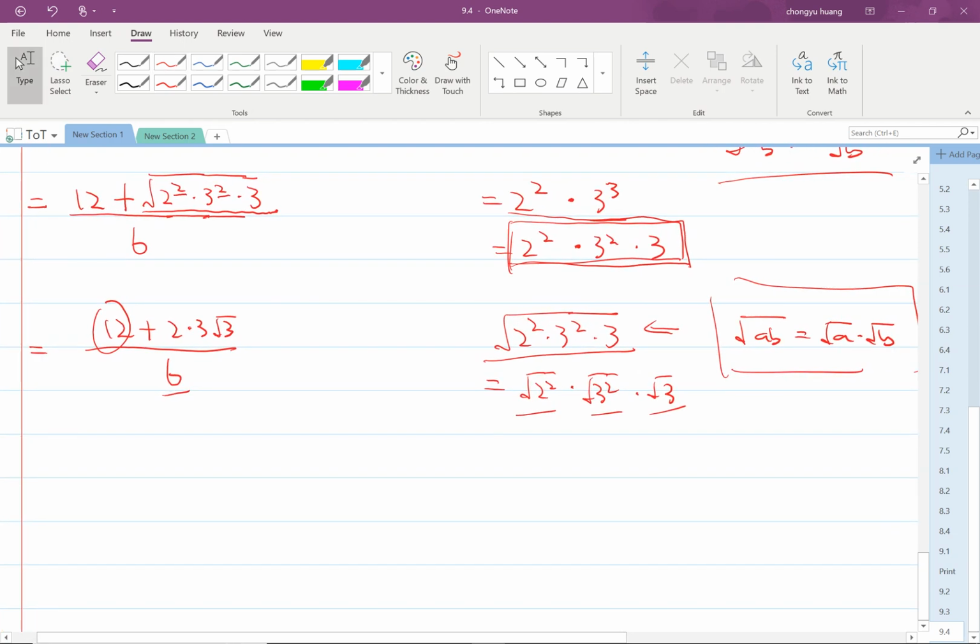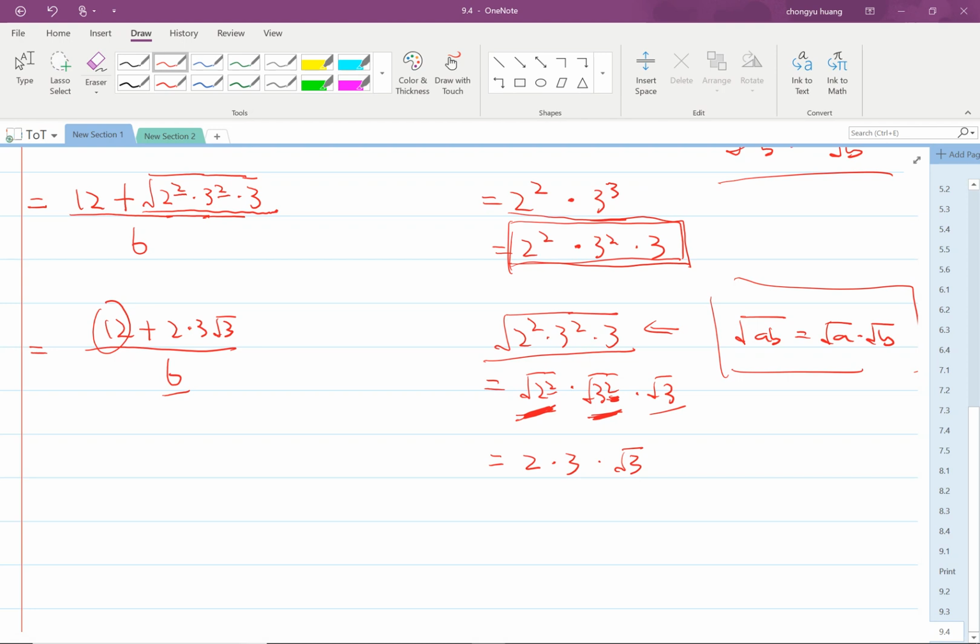Okay, so as you can see over here, the first term is 2 to the power 2, so we can simplify this into 2, right? And then on the second term, we have 3 to the power 2, so you can simplify this into 3, right? And then the last one, we cannot do anything, so you just basically write down square root of 3. Okay, so that's the full detail of it. Everyone should understand it now.